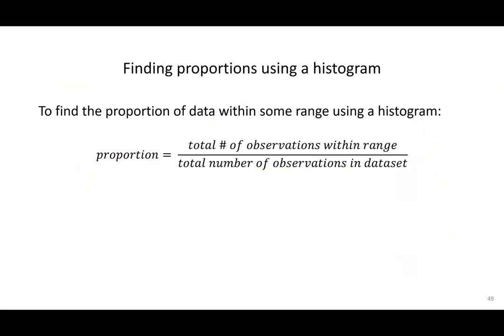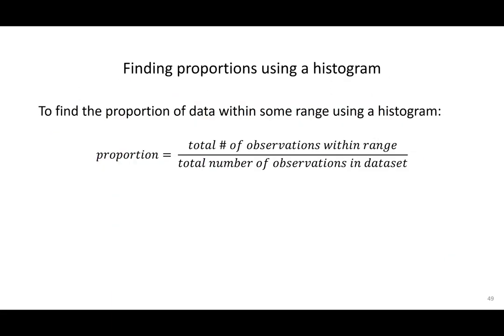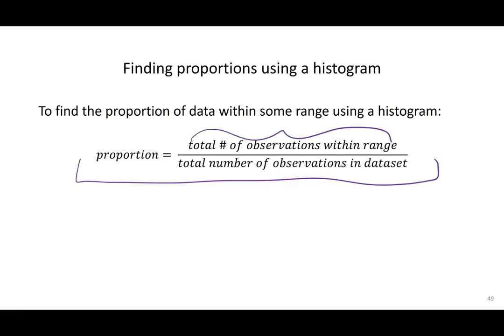Then we're going to progress from there because I found that 25 of them had between 360 and 420 minutes of sleep. But 25 out of how many? So looking at a proportion: the total number of observations within that range over the total number of observations in your data set.